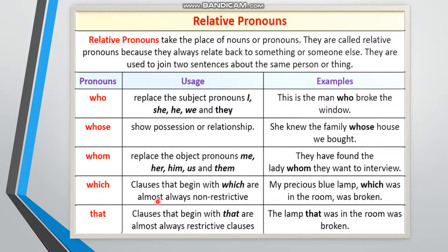Which: clauses that begin with which are almost always non-restrictive. Later we shall talk about restrictive and non-restrictive types of relative clauses. My precious blue lamp, which was in the room, was broken. This is non-restrictive. The clause is unnecessary and can be omitted.